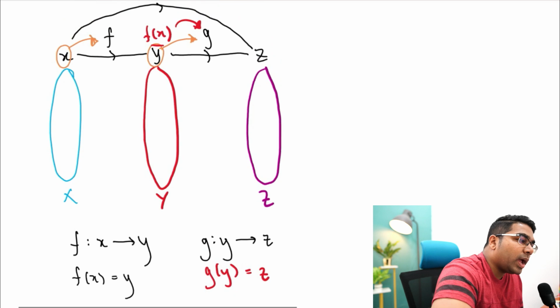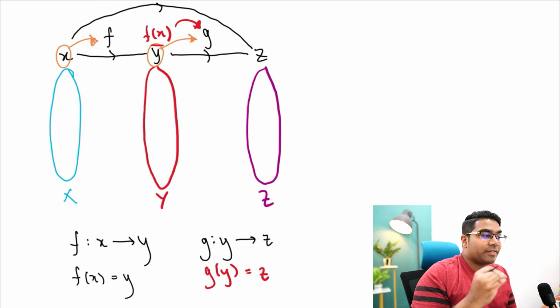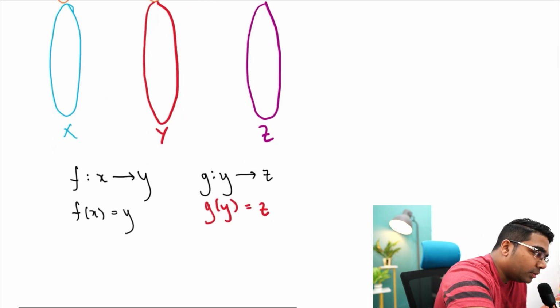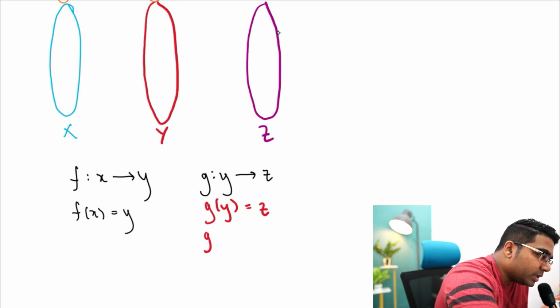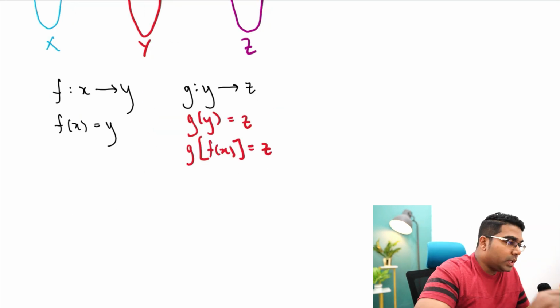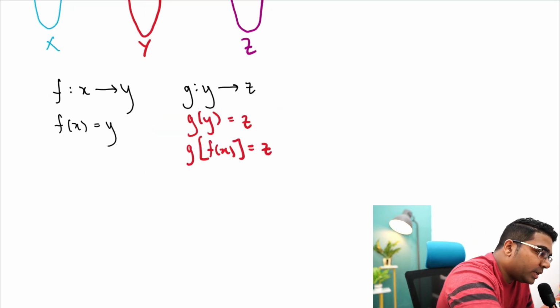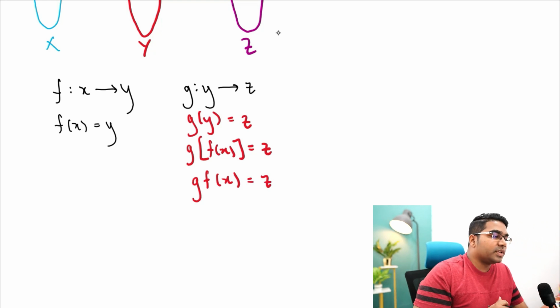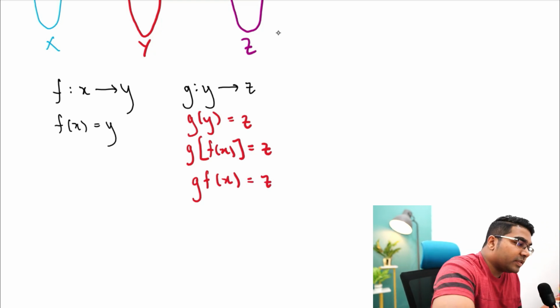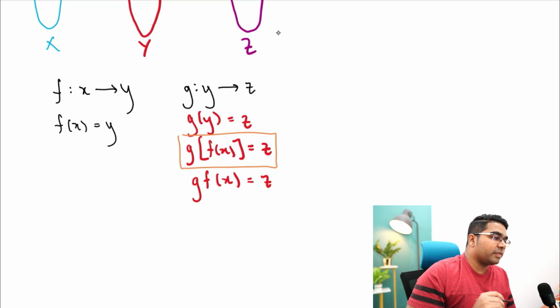But now what is y? y is f of x. Therefore, what we are actually doing is g of f of x is equal to z. So when we combine the functions, what we are actually getting is gf of x. This is how we define the composite function gf. gf is actually g of f of x.